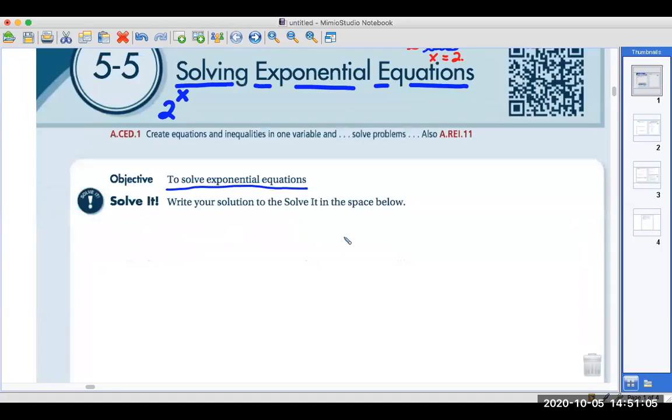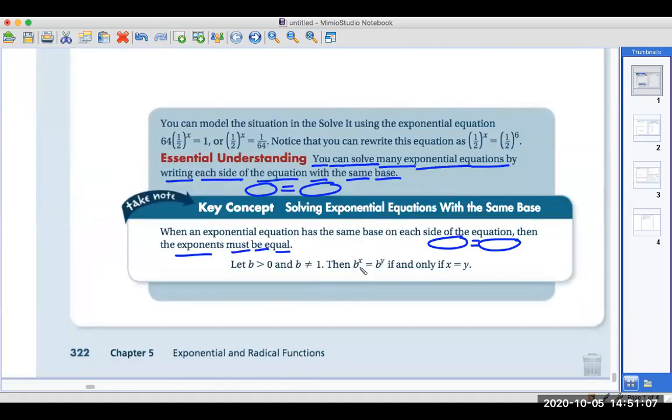Then it's talking about b is greater than 0, and b cannot be 1. This b stands for base. So the base has to be positive, and the base cannot be 1. That's all that says. Let's move on to the next page.